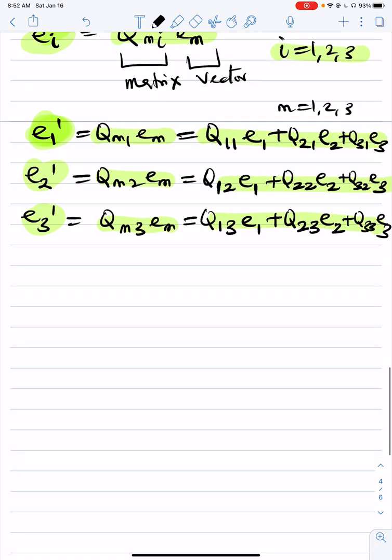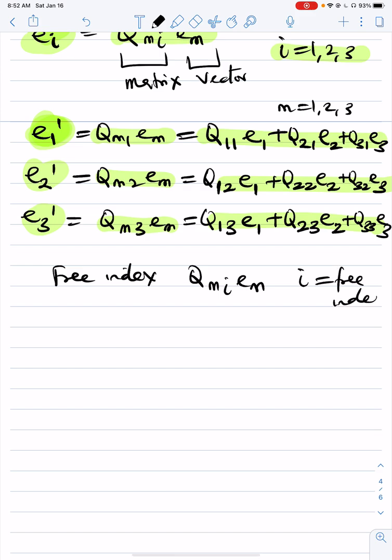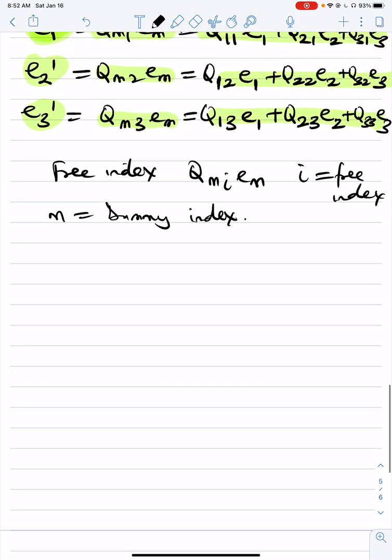So let's recall quickly. We have free index, right? So for instance, QMI EM. I is the free index, and M is the dummy index. M is dummy index. I hope this makes a lot of sense to you.